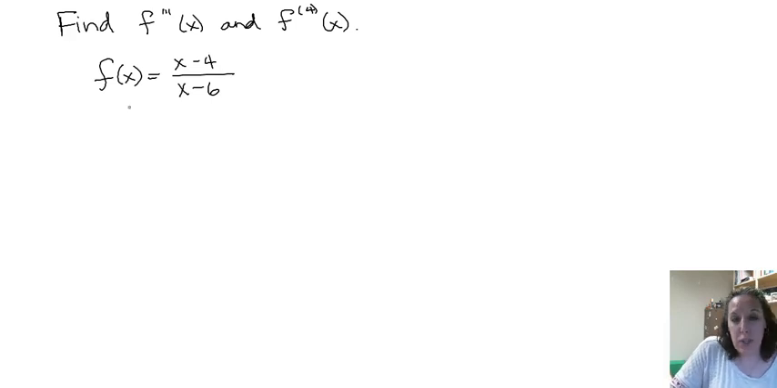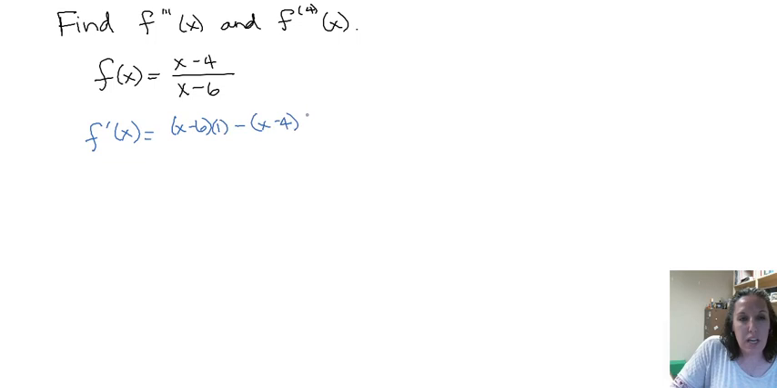And so in order to find the third and fourth derivatives, we have to find the first and second derivatives too. So let's first find our first derivative. This is a quotient, so we are going to have to use the quotient rule. So our bottom times the derivative of the top, the derivative of x minus 4 is 1, minus the top times the derivative of the bottom, the derivative of x minus 6 is 1, all over the bottom squared.